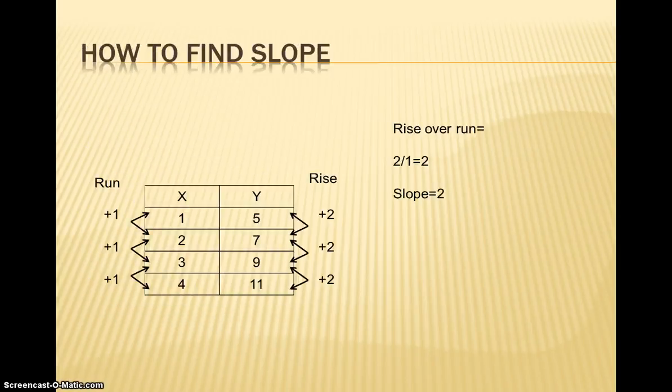Now I'm going to show you the procedure to find slope. Slope is found by dividing the rise over the run. The rise is the change in y's, and the run is the change in x's. For this example, the change in y is 2, and the change in x is 1. So 2 divided by 1 gives us a slope of 2.